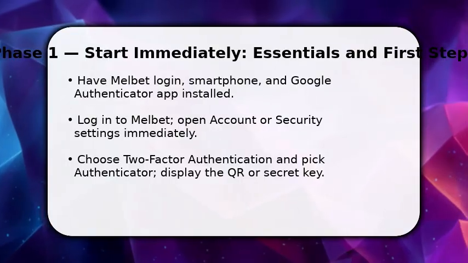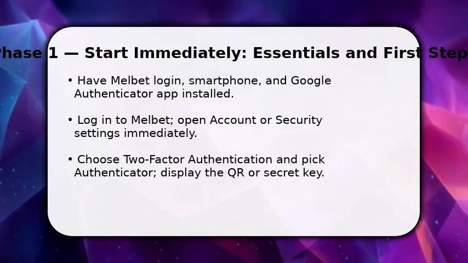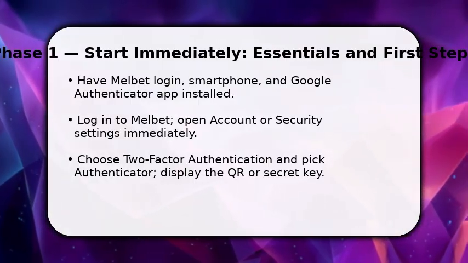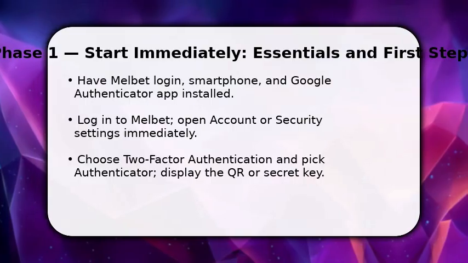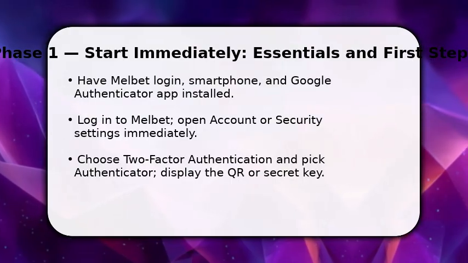You have everything ready. Melbet credentials and the Google Authenticator app. Now sign into Melbet and go straight to Account or Security Settings, choose Two-Factor Authentication and select the Authenticator option. Once done, Melbet will show a QR code or a manual secret key.